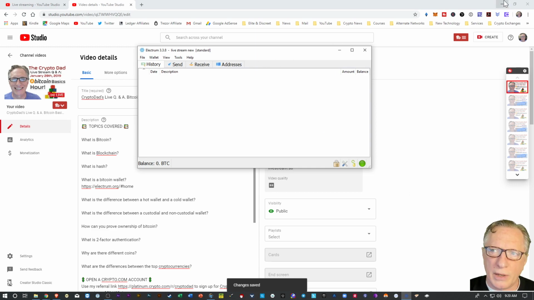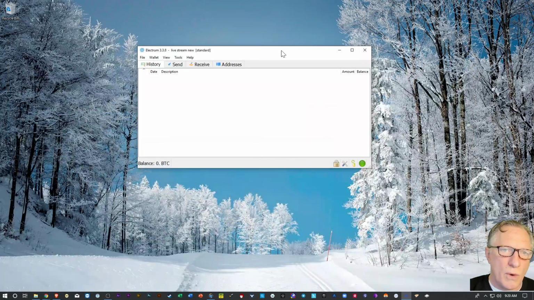All right. So here we have a Bitcoin wallet that's empty. I just created it on Friday. And as you can see, it's got a zero balance. So how do I get Bitcoin in this wallet?